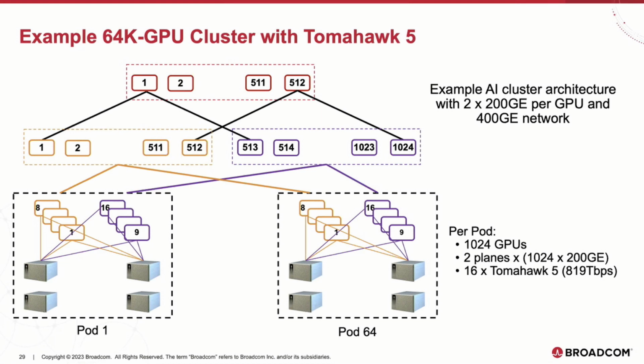And so anything in purple you see here is going to be one networking plane. Anything in yellow is the other plane. And then finally, you might tie those two planes together at a top tier.